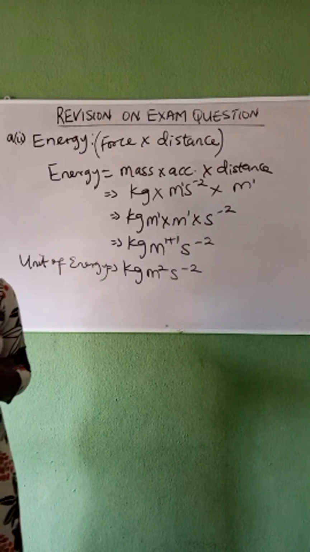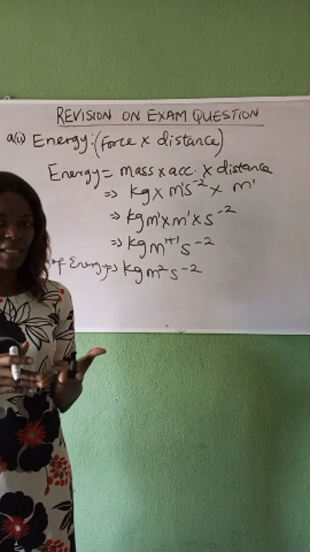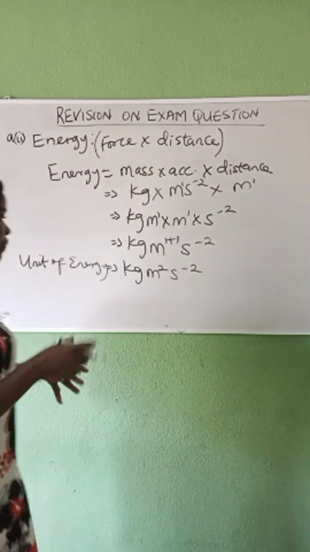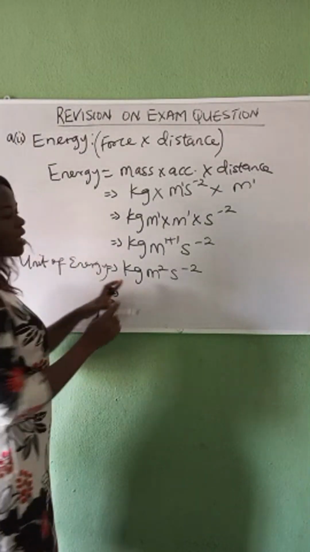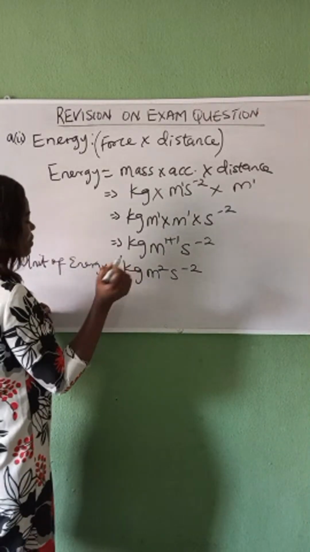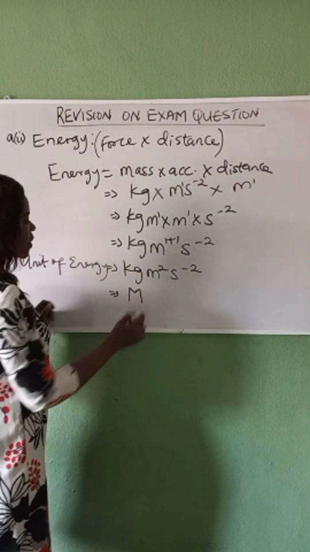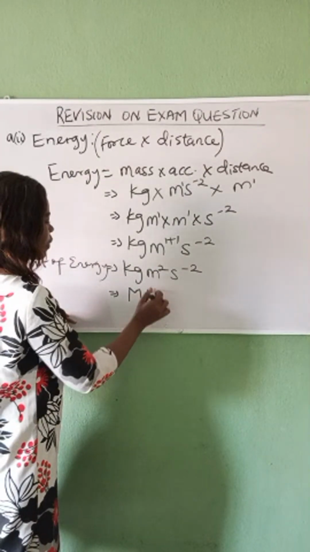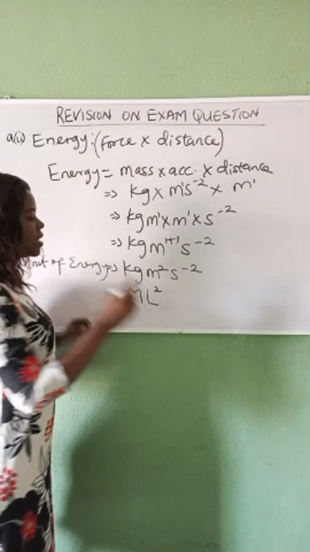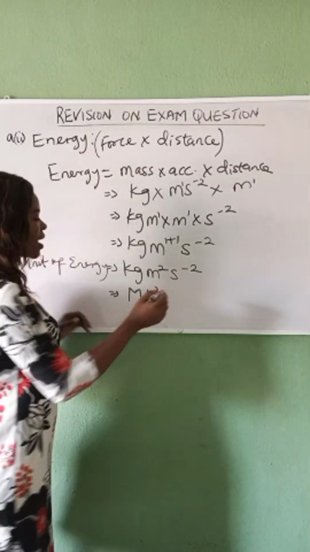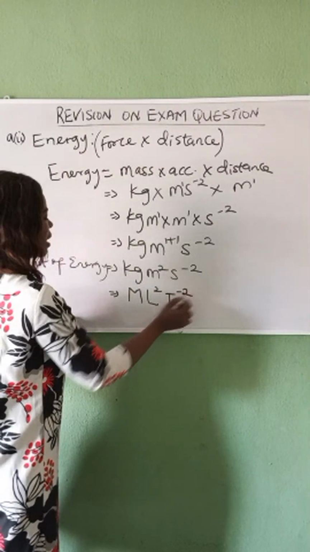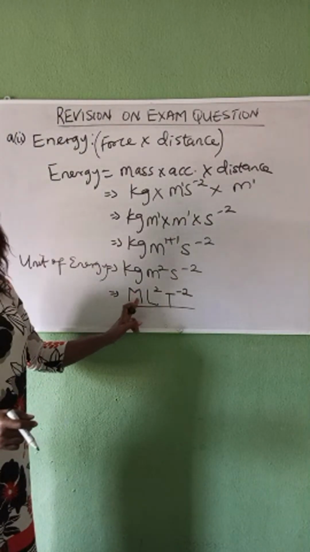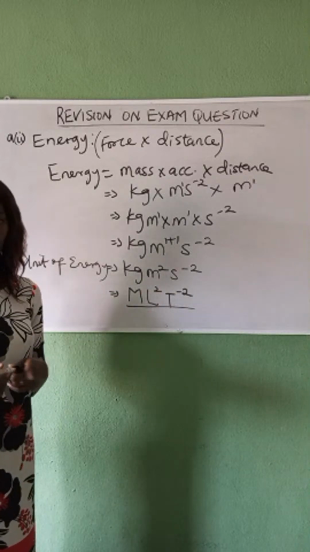For us to get the dimension, you must remember these three things. I've said this earlier: mass, length, and time, okay? Because you need to get the dimension. All right, so let's go. The dimension of energy becomes: kilogram is for mass, we're going to write capital M. Meter is for length, we're going to write capital L power what? 2, okay? Then seconds is for time, we're going to write capital T power minus 2. So this becomes the dimension of energy, which is ML squared T power minus 2.